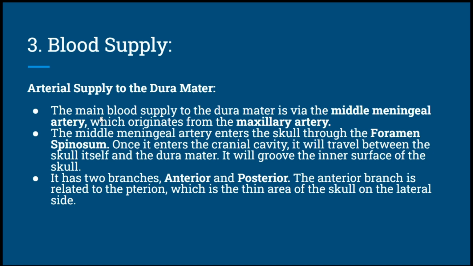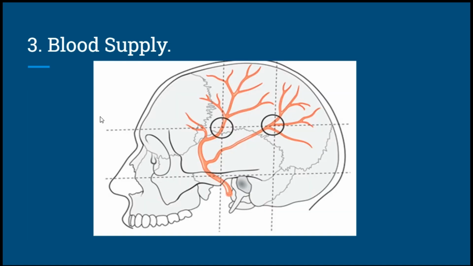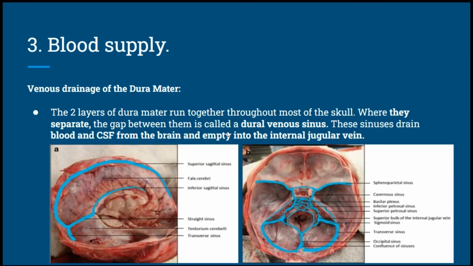The anterior branch is related to the pterion, which is a thin area on the lateral side of the skull. Look at this image, this is the lateral view of a skull. You see this is the foramen spinosum, the middle meningeal artery. It originates from the maxillary artery, enters from the foramen spinosum, and then divides into the anterior branch and the posterior branch. The anterior branch, as we just discussed, is much more closely related to the pterion, which is the thin area of the skull.